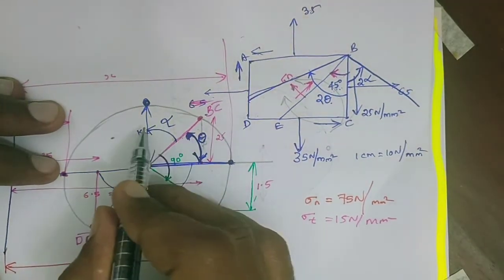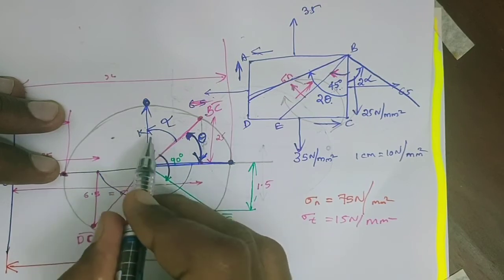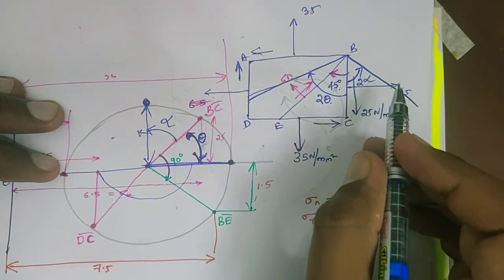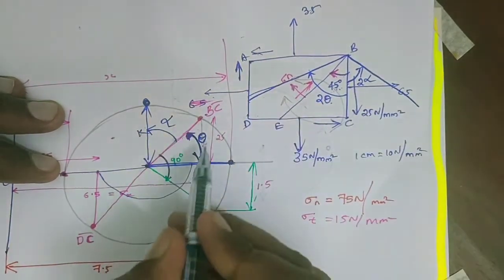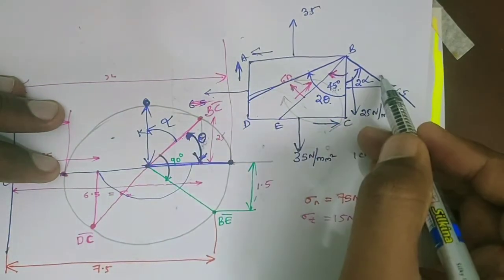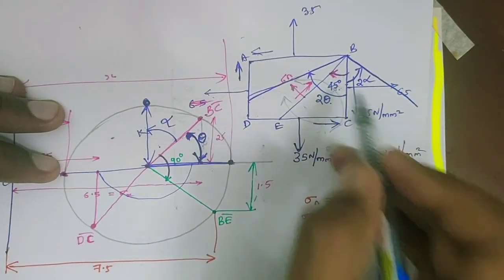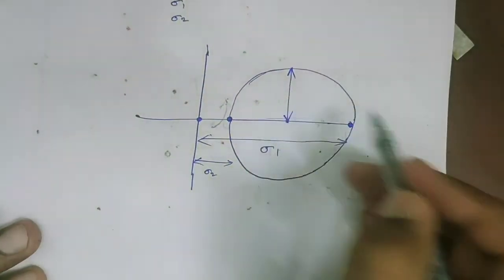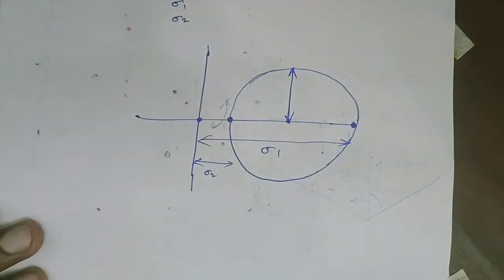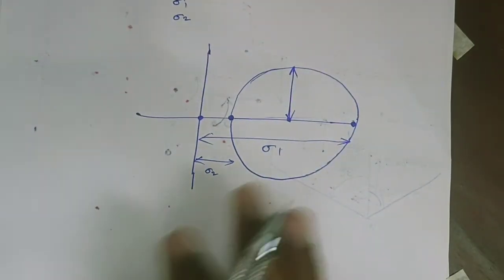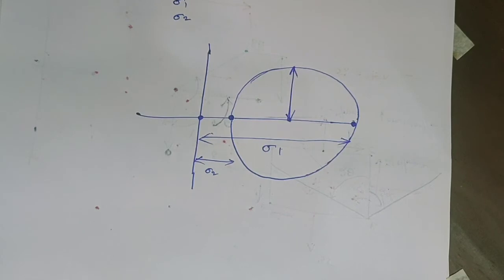So what is the rotation direction? The same rotation direction should be taken here. But what is the angle here? We should take the double of that angle here. And here we can measure the maximum shear stress. So that is another case of drawing the Mohr circle.